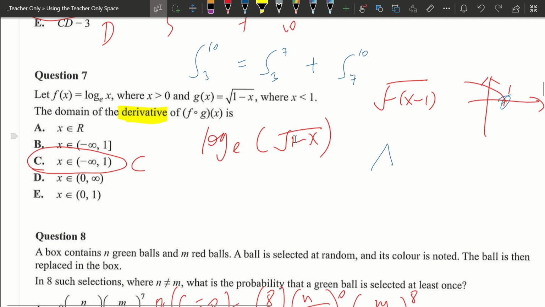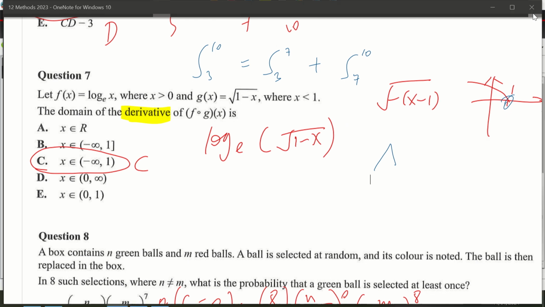Because there's no break in the log function, and there's no sharp corners because the behavior of the square root is nice enough, I get from negative infinity to 1, excluding 1. I can't include 1 because if I include 1, I'm substituting 0 into the log function, and that's not good.